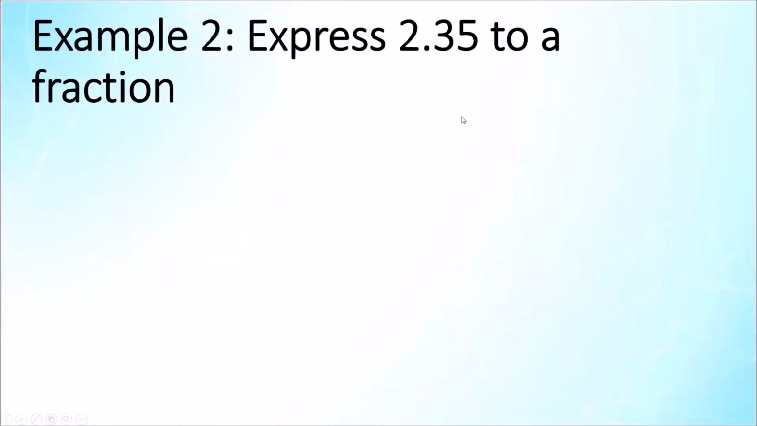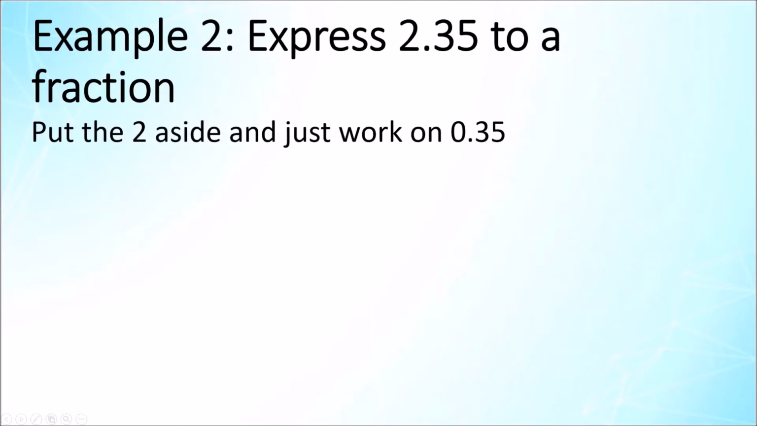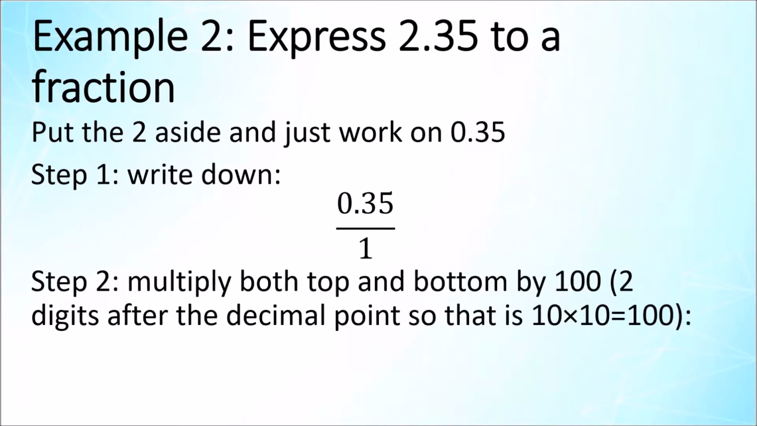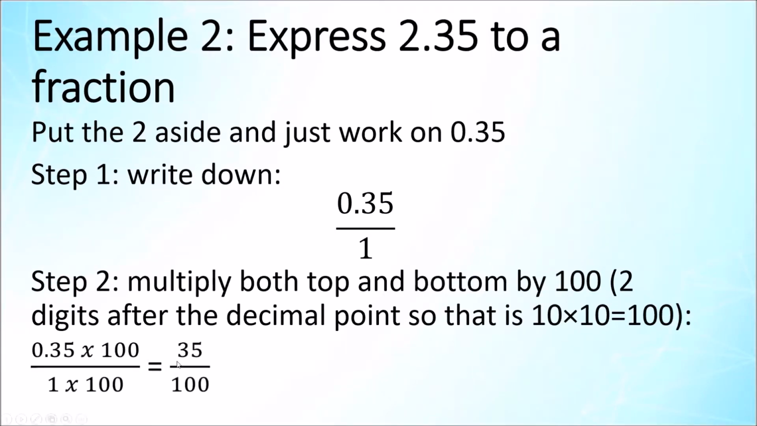Another example. Express 2.35 or 2 and 35 hundredths to a fraction. So, put the 2 aside and just work for 35 hundredths or 0.35. So, step number 1, write down 0.35 over 1. Step number 2, multiply both the top and bottom by 100. So we have 0.35 times 100 is equal to 35, and 1 times 100 is equal to 100.